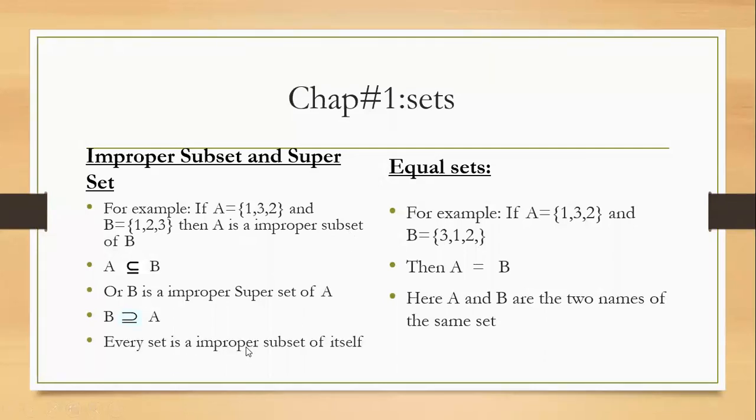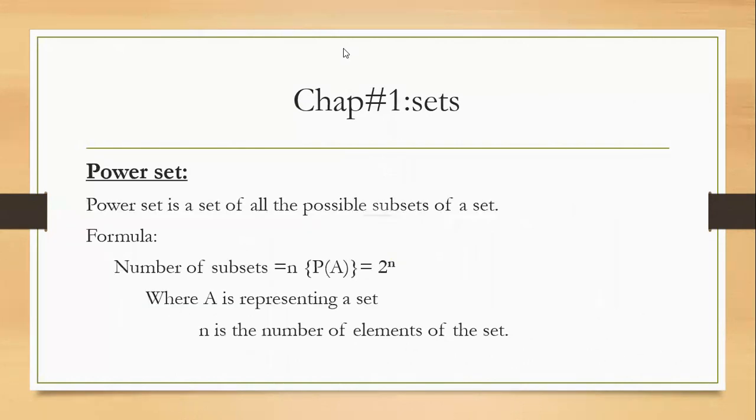Now, one important point to be remembered is that every set is an improper subset of itself. Okay? For example, A is a set that contains 1, 3, 2. That means A is an improper subset of itself. Okay? Now, let's discuss power sets.